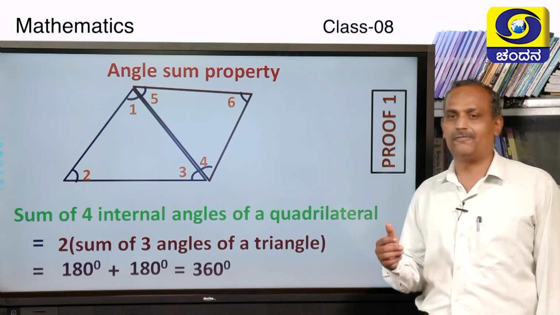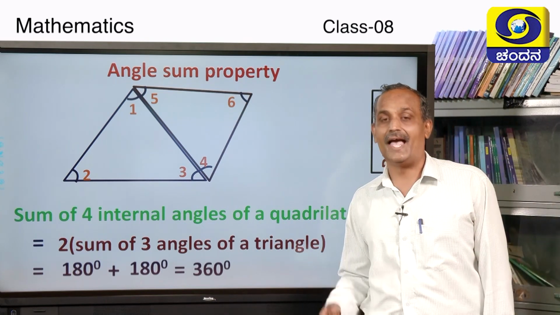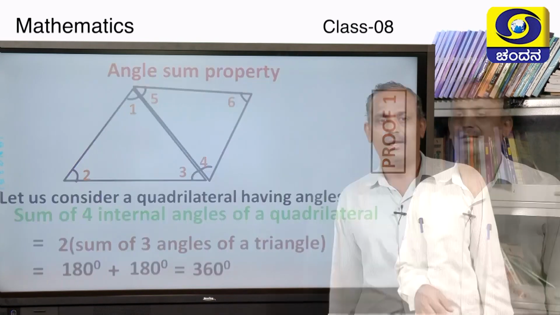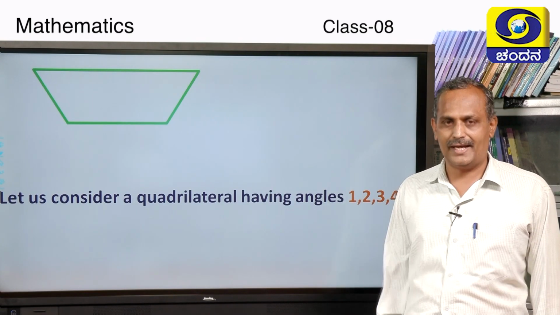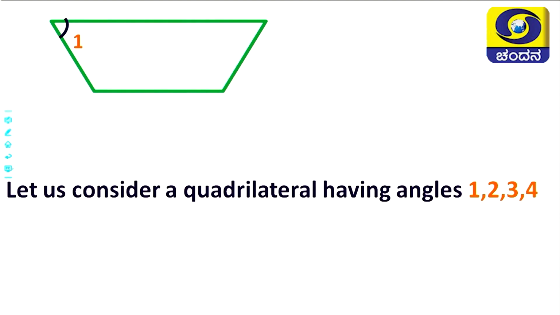This is one kind of proof that we can easily understand the angle sum property of a quadrilateral. Let us consider a quadrilateral having 4 angles 1, 2, 3, 4. I have drawn a quadrilateral here. I am going to recognize the angles as 1, 2, 3 and 4. I am going to tilt the same quadrilateral and place all the angles together.